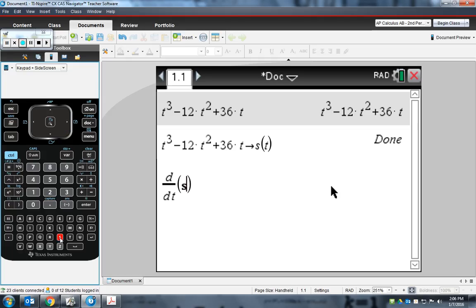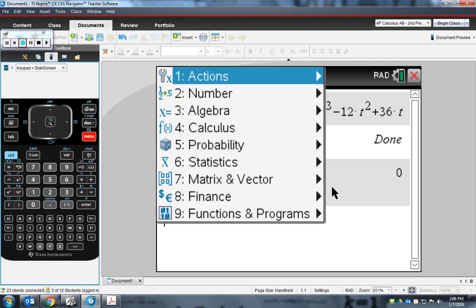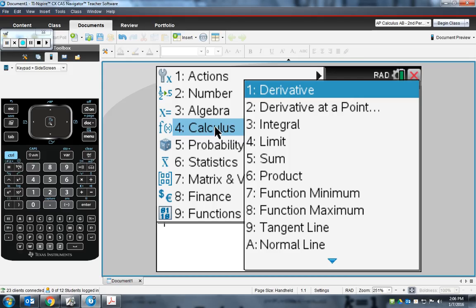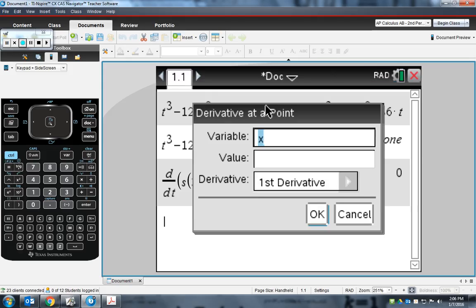S of 3. This is what people would think. What is my answer going to be when I press enter? It's going to be the displacement. It's going to be 0, because what it's evaluating is the velocity first, and then the derivative of a constant is 0. That is wrong. So what we need to do, learning how to use a calculator, is press menu, calculus, or 4. Press 2 for derivative at a point. This will do it in the correct order.